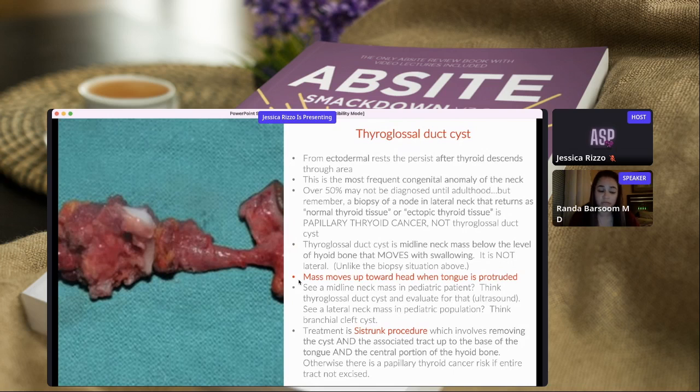So the important thing here is knowing the Sistrunk procedure. And the Sistrunk procedure actually involves removing the cyst and the entire tract all the way up to the base of the tongue, also known as the foramen cecum, as well as the central portion of the hyoid bone.